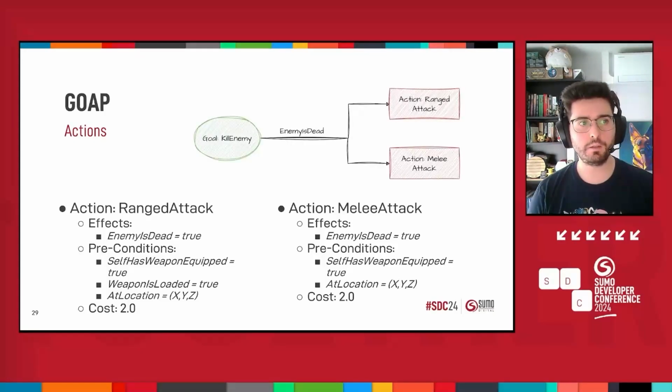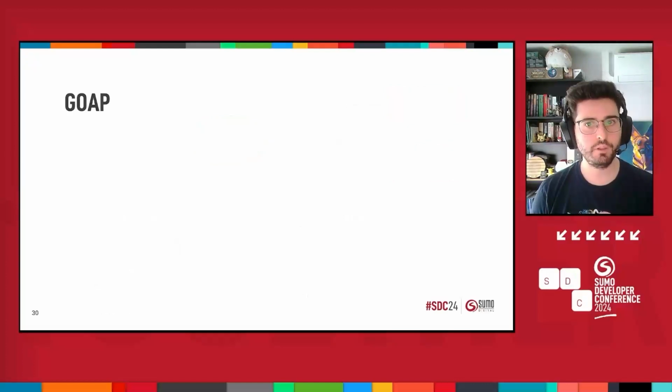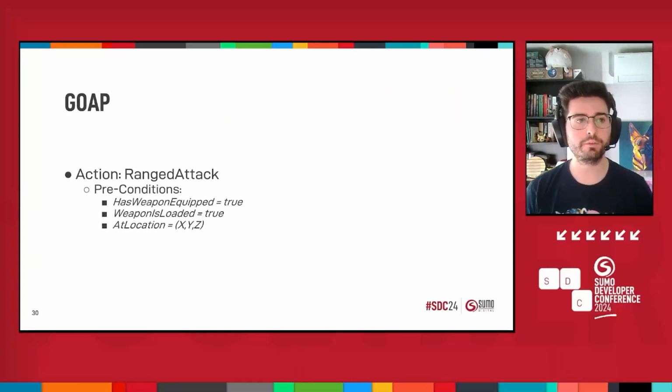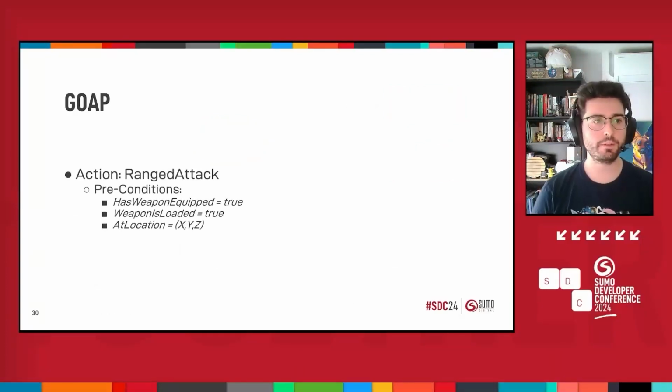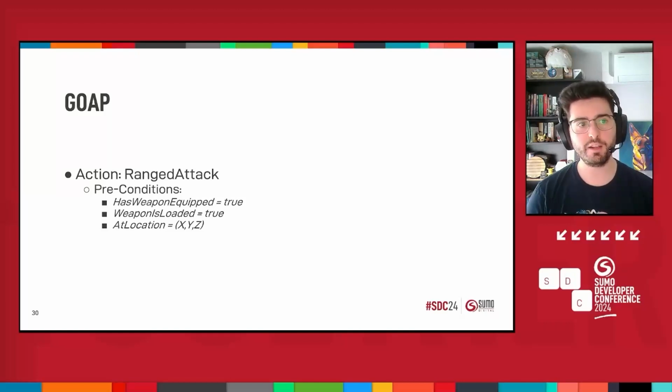So our planner is going to have to evaluate both, and we're going to try to create a plan that can kill our enemy. We'll start off with the ranged attack action. And the way this will work is we will look at all of our preconditions and we will determine, are we in a state of the world that satisfies all of our preconditions to be able to use the ranged attack action. So the first one is the has weapon equipped, and we've derived that we do not have a weapon equipped.